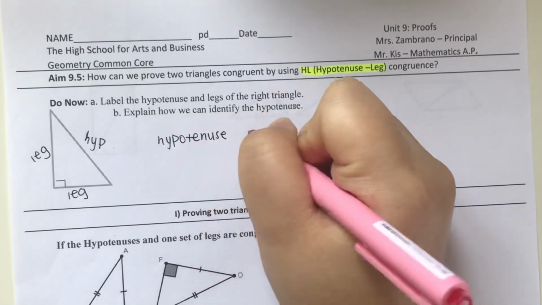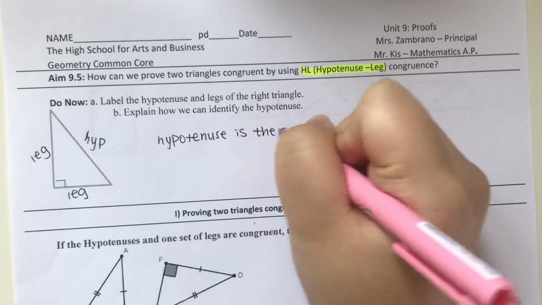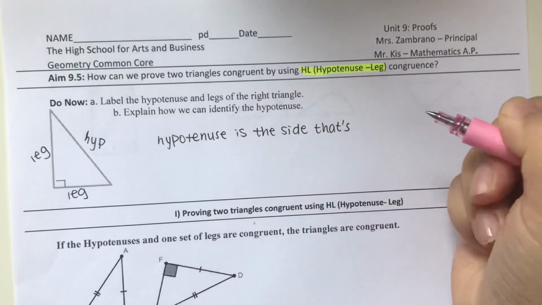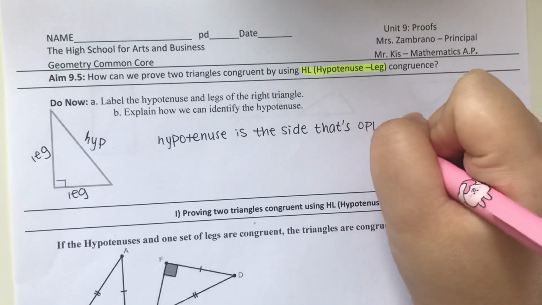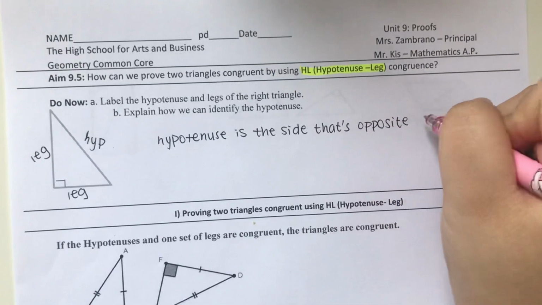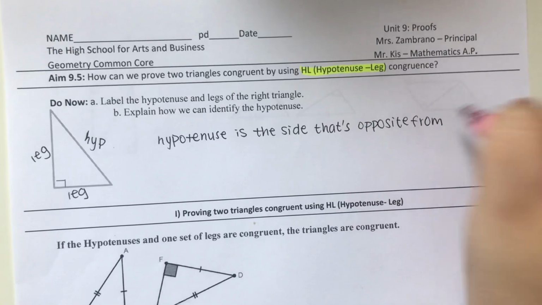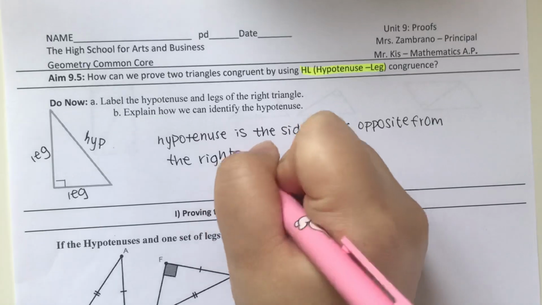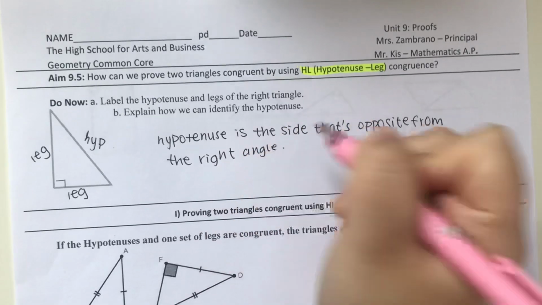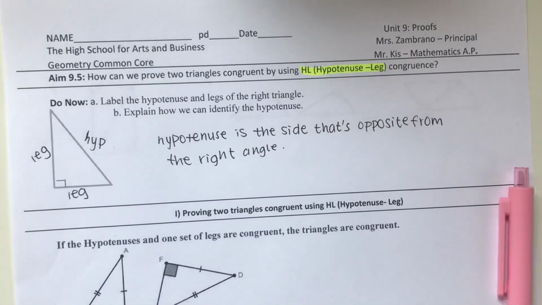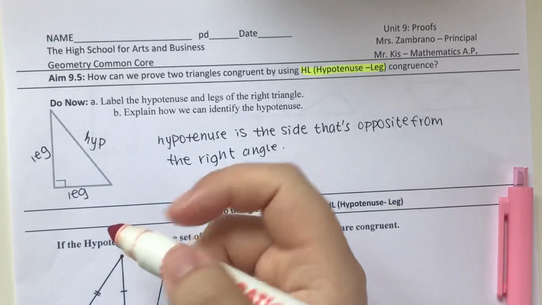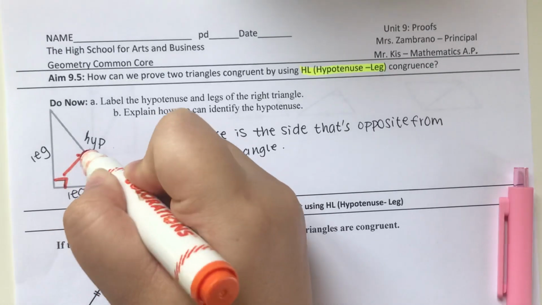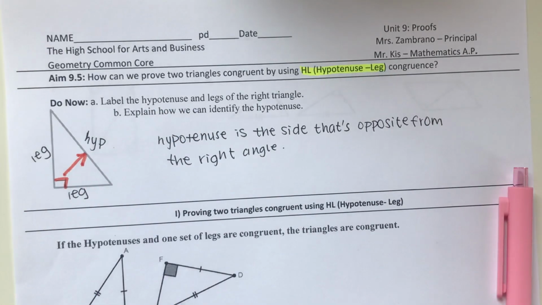The hypotenuse is the side that's opposite from the right angle. Okay, so since your right angle is right here, the hypotenuse has to be the opposite.